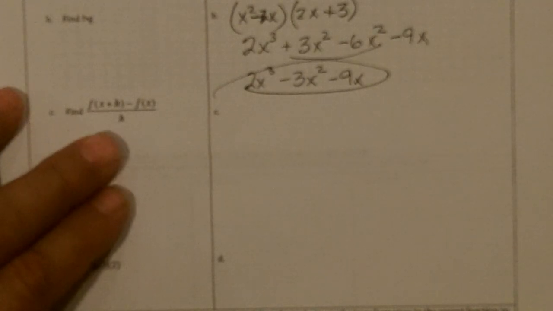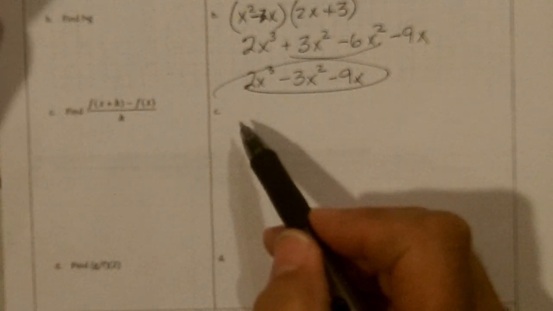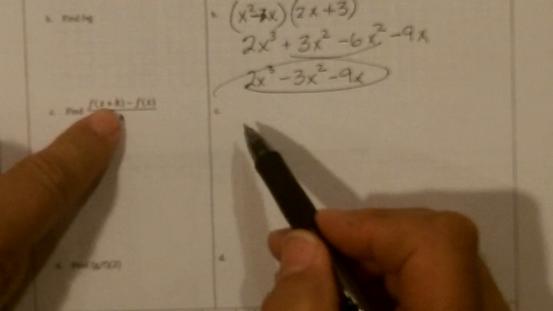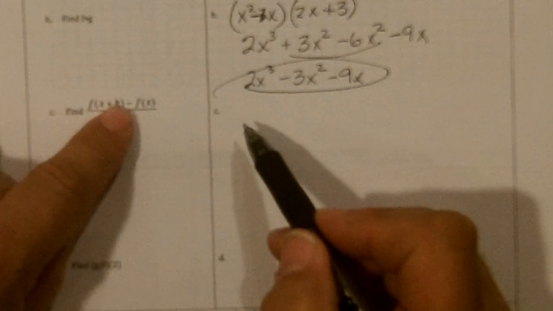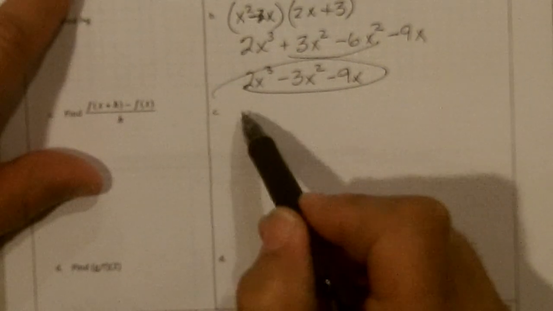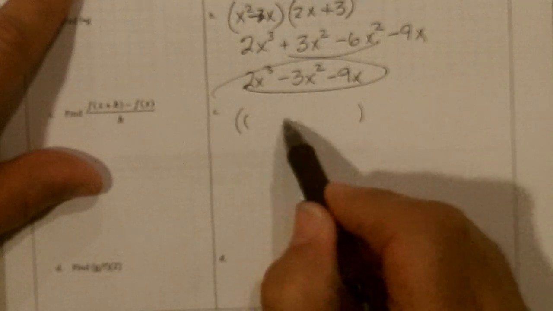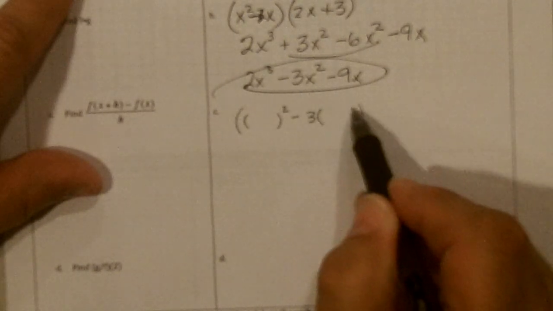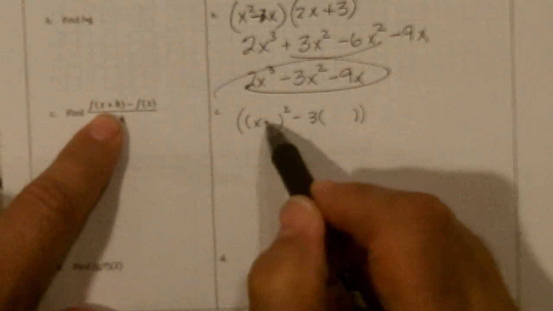Now we have to do f of x plus h minus f of x. We spent quite a bit of time doing this. We're not putting f in place of the x in x plus h. We're putting x plus h in place of the x. In f, put x plus h. So f, start off with that. It's x squared minus 3x, but we're replacing the x with x plus h.